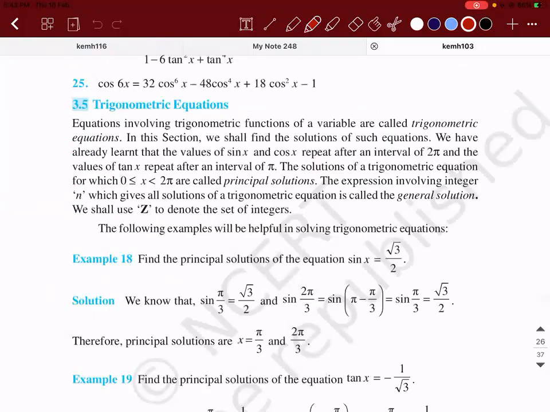Just to check your basics, do you know what trigonometric equations are? You know what an equation is, right? Any expression which has an equal to symbol can be called an equation. For example, x square plus x plus 1. What is this?